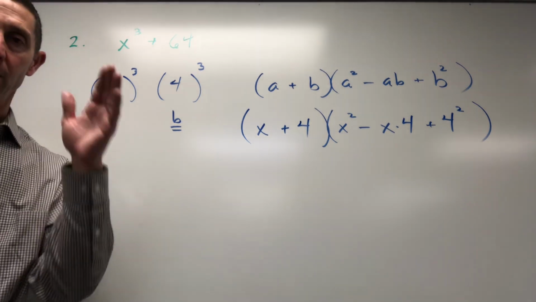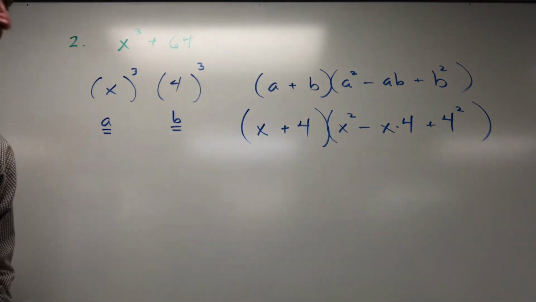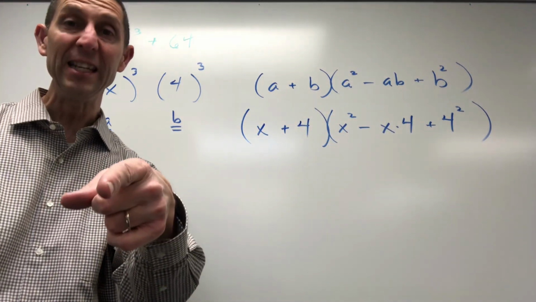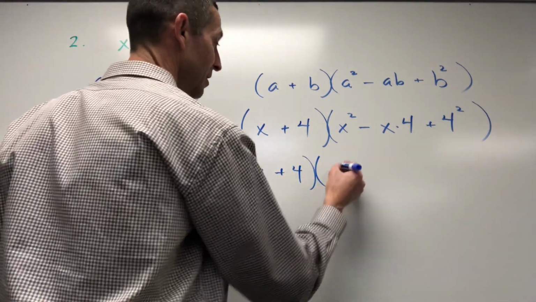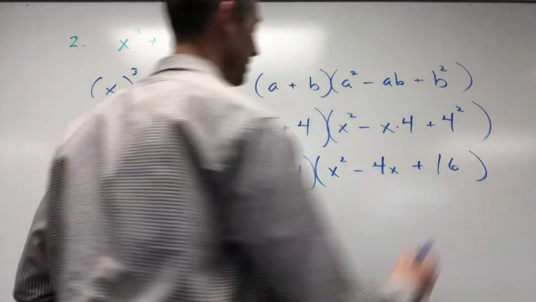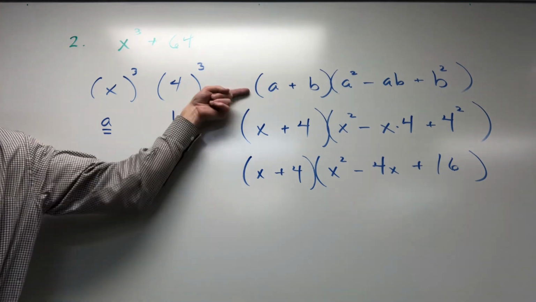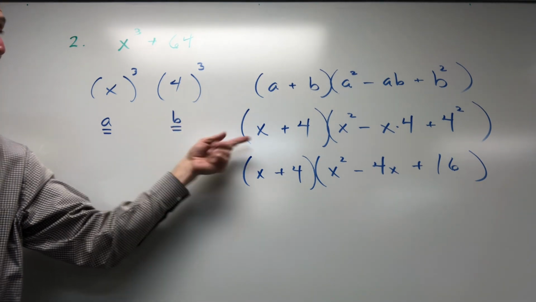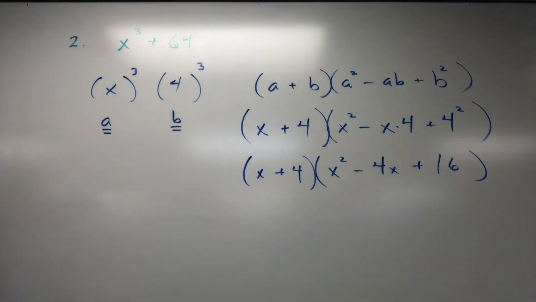All right, we've got this formula, we've got the numbers, we've got the letters, everything in place. This is kind of a rough draft. One more step ought to clean it up. So let's make this x plus 4, x squared, minus 4x plus 16. So this right here is what you need. So get the formula correct, get them plugged in correctly in the right places, clean up the mess, and you've got this. Sum of cubes.